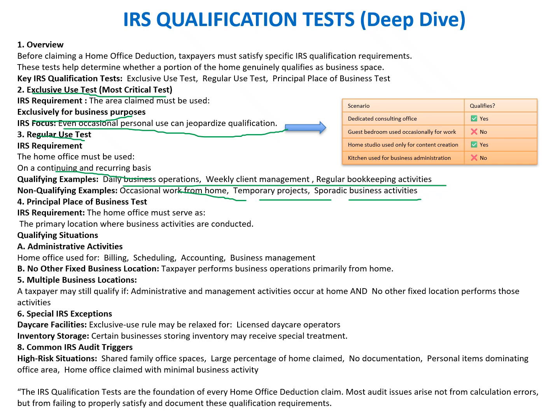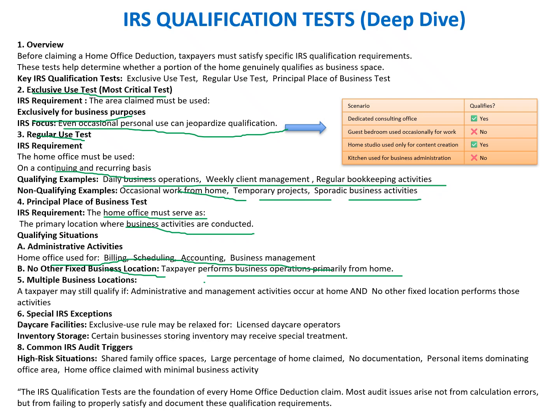Principal place of business, which is the home office, must serve as the primary location where the business activities are conducted. So some of the qualifying situations are administrative activities, where the home office is used for billing, scheduling, accounting, and business management. No other fixed business location, so the taxpayer performs business operations primarily from the home.